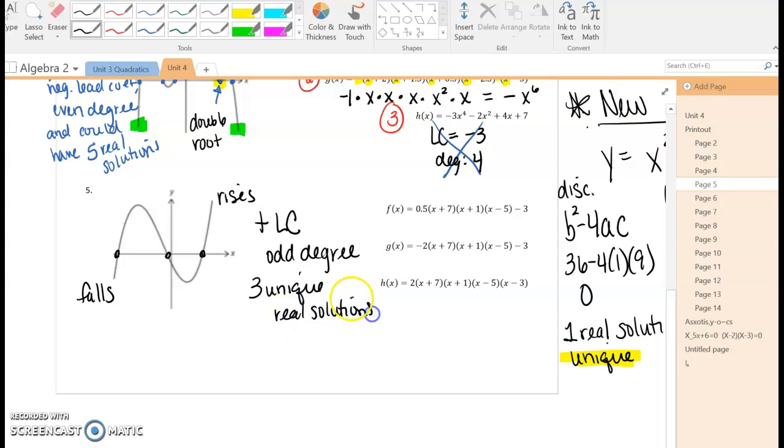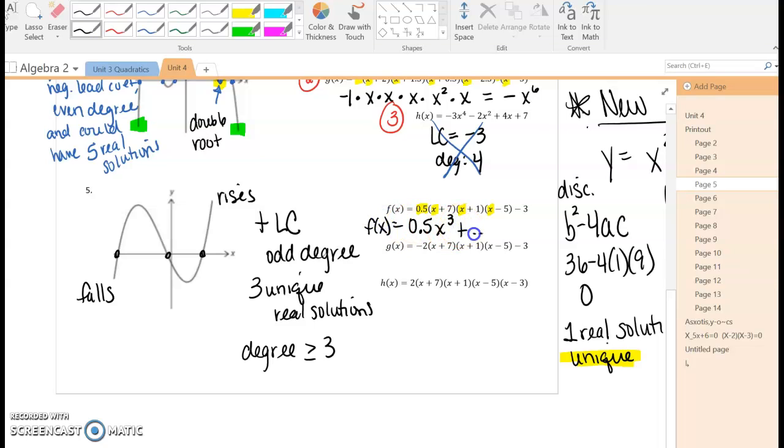Okay, so my degree has to be at least 3. So let's look at f of x, g of x, and h of x again. For f of x, if I go through this and try to figure out the degree, if I multiply this out, it's going to be 0.5 times x times x times x. So that would be 0.5 x cubed as my first term in f of x.